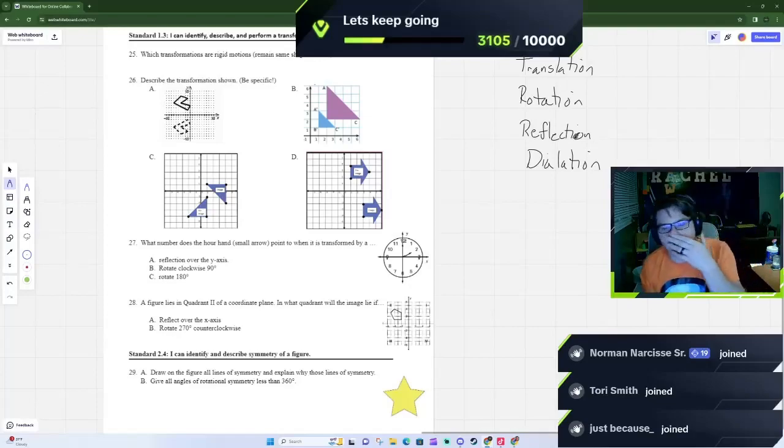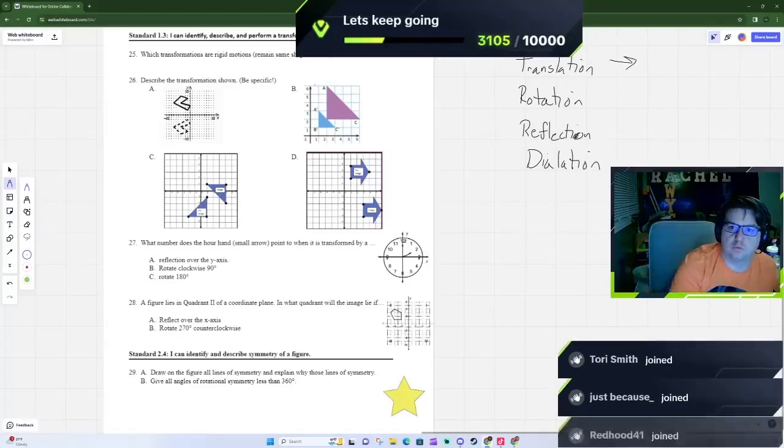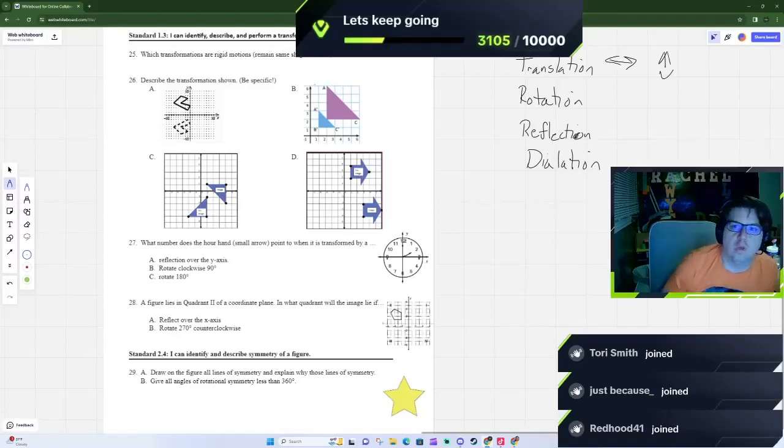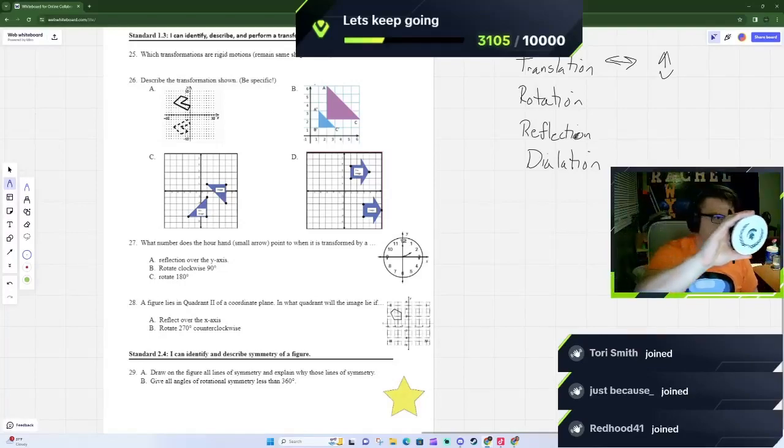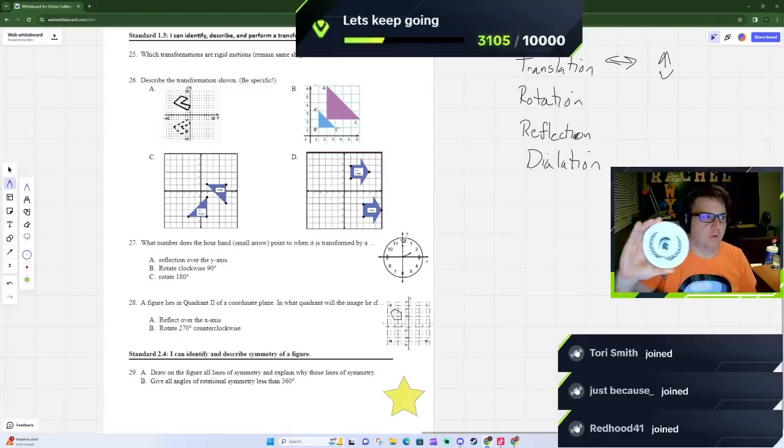Okay, with the translation, all we're doing is right or left, up and down. So we're just moving, shifting, and the beauty of it is if I translate something, you can still see exactly the same figure the way that it's intended. So if it stays in the same orientation, if you can see the same orientation, then that means that you're doing a translation. It's just getting shifted one way or another.